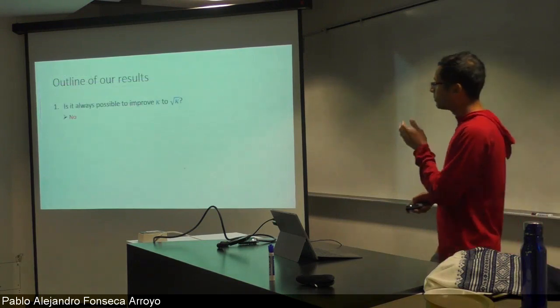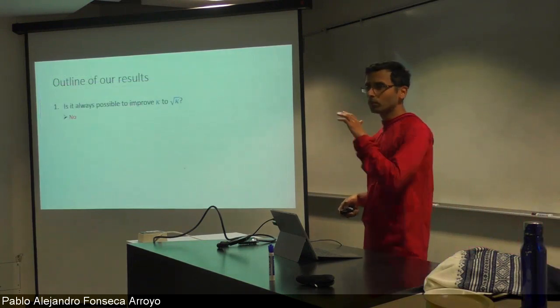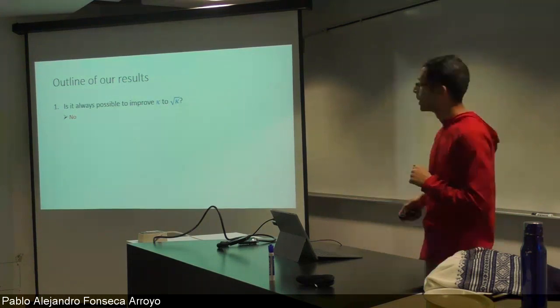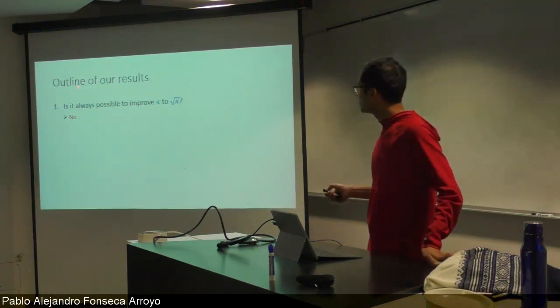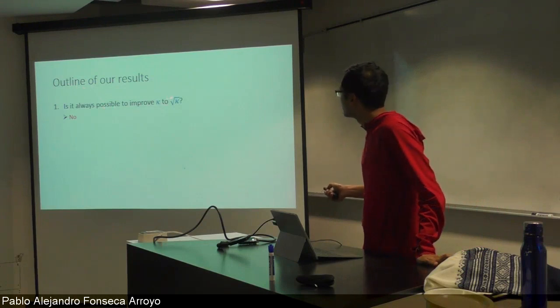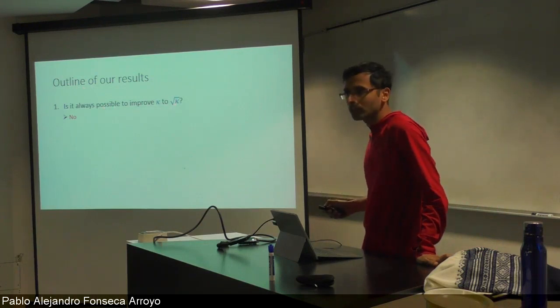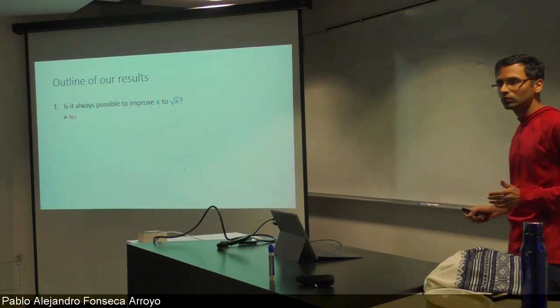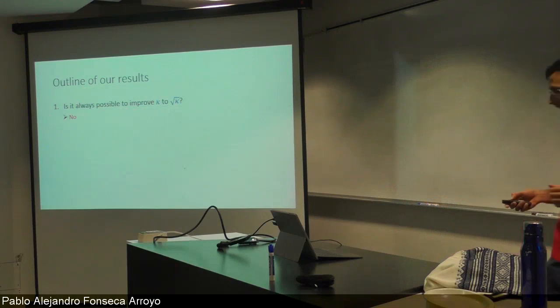Okay. So with this, let me try to give you a broad outline of our results, and then I'll go into each of them. The first question that we ask is whether it's possible to improve the linear to a square root, just like we had in the deterministic setting. And it turns out the answer to this is no. There are cases where, information theoretically, it's not possible to improve the condition number dependence.